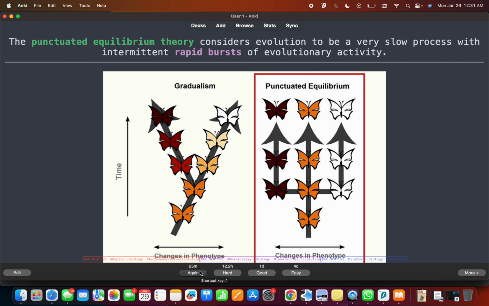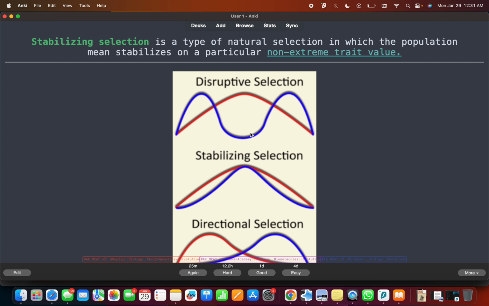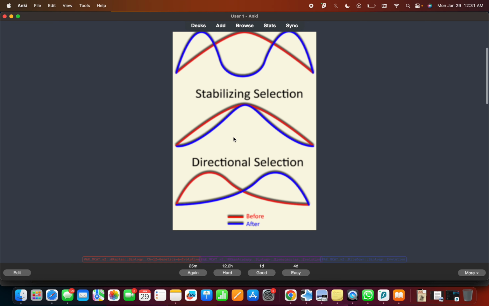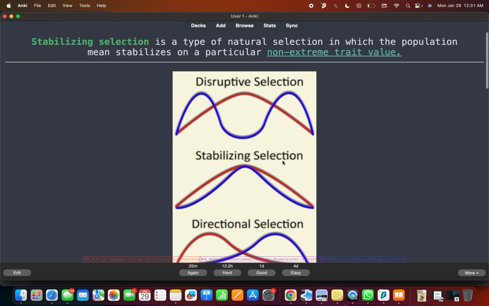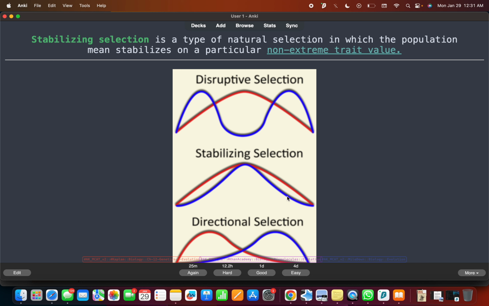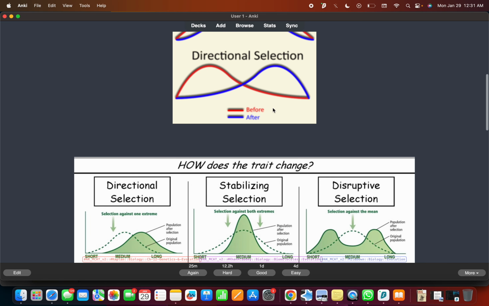Stabilizing selection is a type of natural selection in which the population mean stabilizes on a particular non-extreme trait value. Then we have disruptive and directional. Stabilizing is the before, here with the red, and the after is here with the blue. The traits will be non-extreme, in the middle. With disruptive, the traits will be on both ends, with not much in the middle, and directional is where one end goes to the other side.